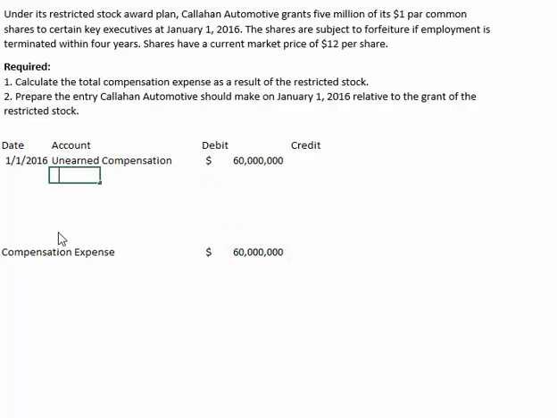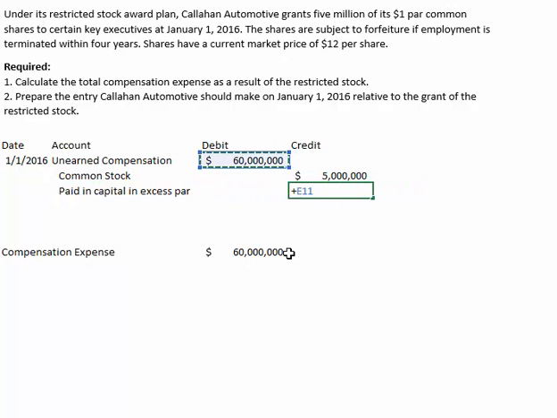And we're going to go ahead and pretend as though the common stock has been issued. It has been, it's just maybe restricted, so maybe it's not in the hands of the executive or the employee yet. You put in the common stock account the number of shares you're issuing, which is 5 million, times the par value per share. So it's $5 million. And the difference goes to paid in capital in excess of par. And so that's for $55 million.